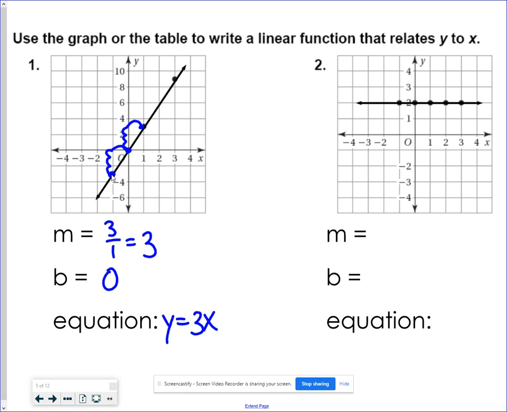The slope of this is 0. I'm going up and down 0 and sideways 1, sideways 1, sideways 1. So the slope is 0. The y-intercept is at 2. So for this equation, I could write y equals 0x plus 2. But 0 times anything is 0, and 0 plus 2 is just y equals 2 for our equation.